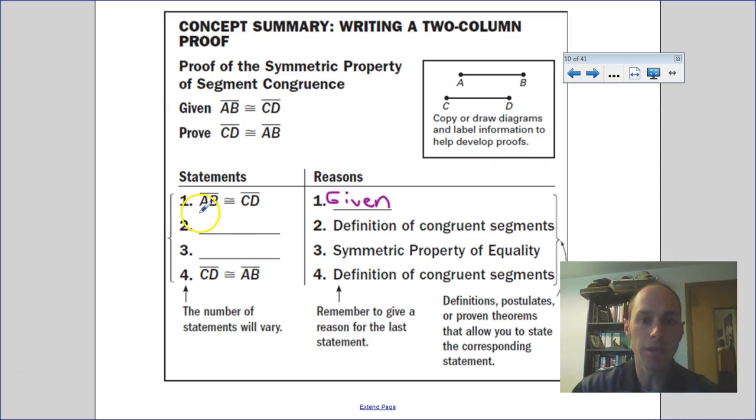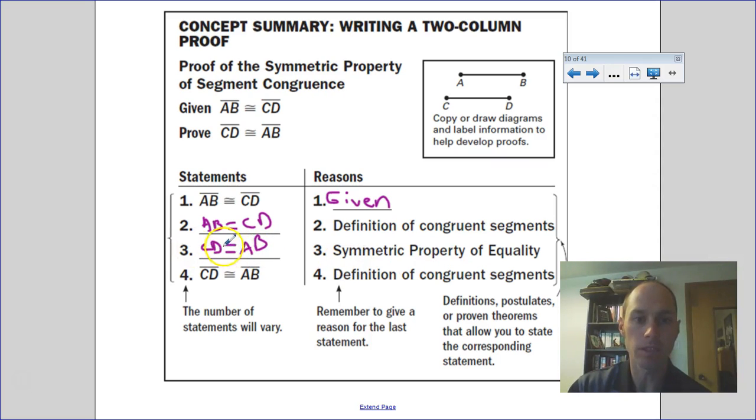So after we know AB is congruent to CD, well, congruent segments, we know AB equals CD, and that's just the definition of congruent segments. I know they're congruent, so they have to be equal. Their measures are equal. And if I don't like the way it's written, AB equals CD, remember I can switch it around: CD equals AB. That's the symmetric property of equality.